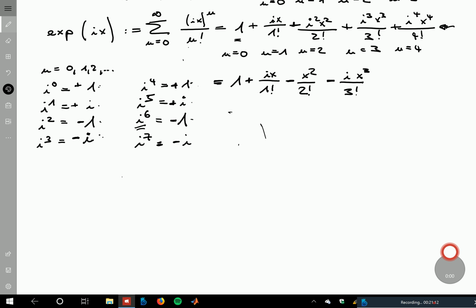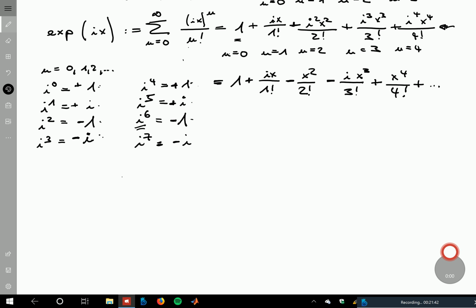And for the 4, we get +1, so we have x⁴ divided by 4!, and then I stopped. But if you go over this again, the only thing that happens is that this i to the power of something sometimes comes out i, sometimes -i, sometimes +1, and sometimes -1.